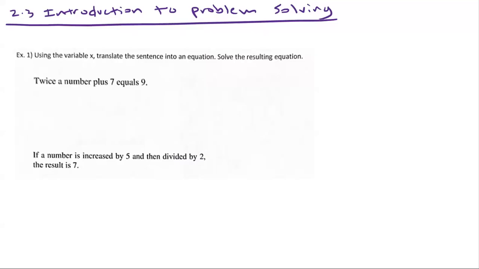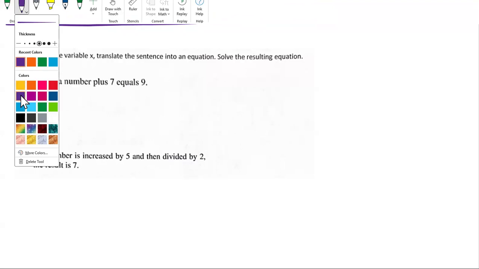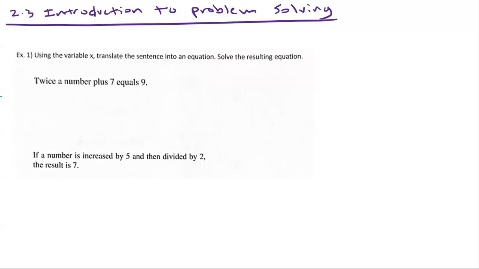Right, so we're now in section 2.3, Introduction to Problem Solving. The first one says, using the variable x, translate the sentence into an equation, then solve the resulting equation. We have twice a number plus 7 equals 9. So twice a number, using the variable x, is 2x, plus 7, so 2x plus 7 equals 9.